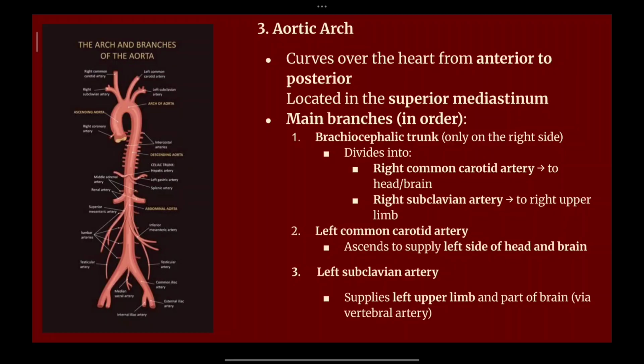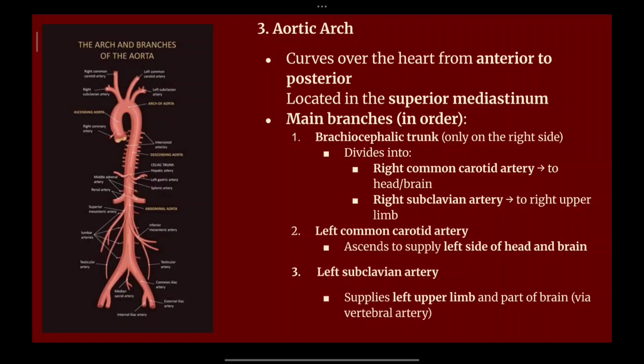The brachiocephalic trunk supplies blood to the right side only, and it again gets divided into two: the right common carotid artery, which is going to supply the head and the brain, and the right subclavian artery, which is going to supply the right upper limb, which is your right arm or right hand. Now, the second branch of the aortic arch is the left common carotid artery, which is going to supply the left side of your head and brain.